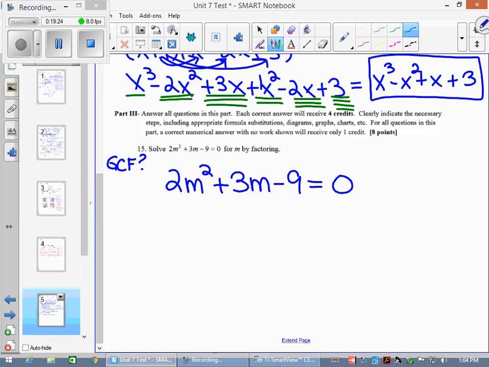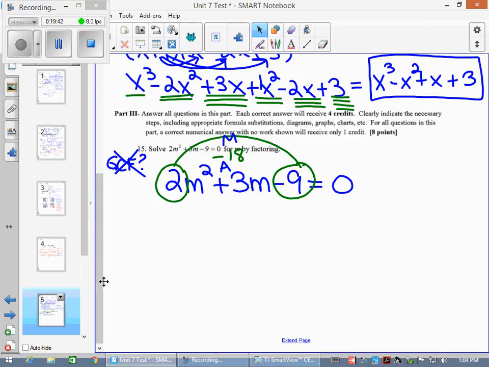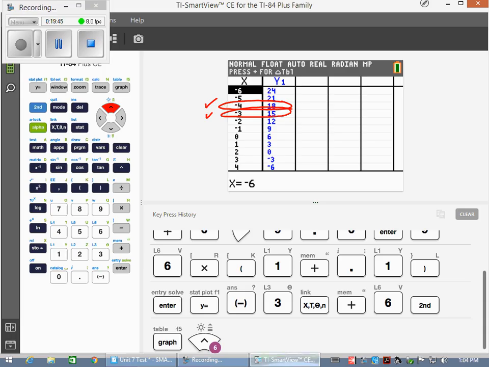So I'm going to start by taking that 2 and taking this negative 9, and I'm going to multiply them and get negative 18. Then I ask myself, what multiplies to negative 18 and adds to 3? If you're not sure, you go to your calculator, you type in the number you're trying to find the factors of, which in this case is negative 18. You divide it by x and go to your table.